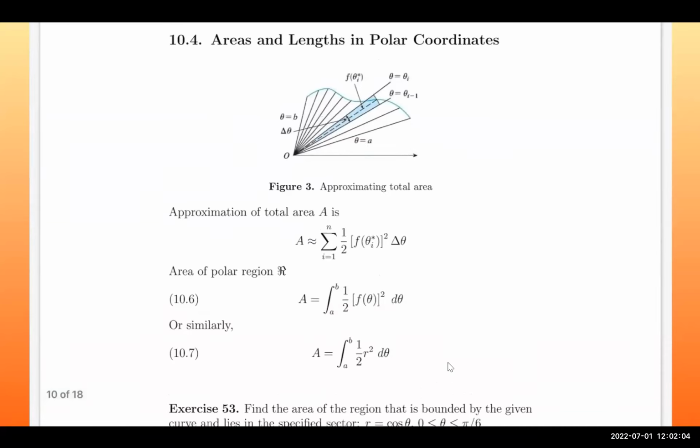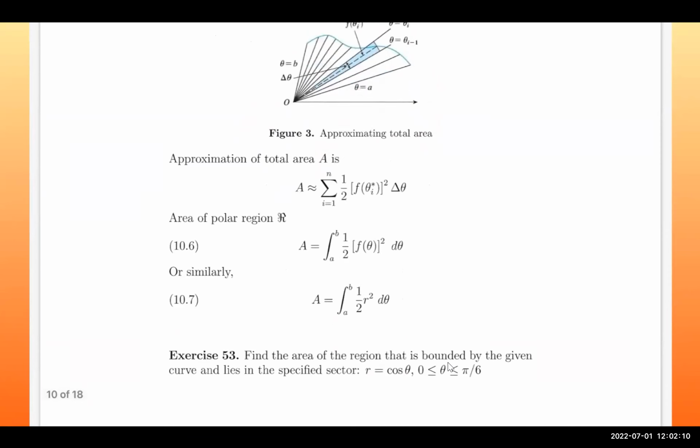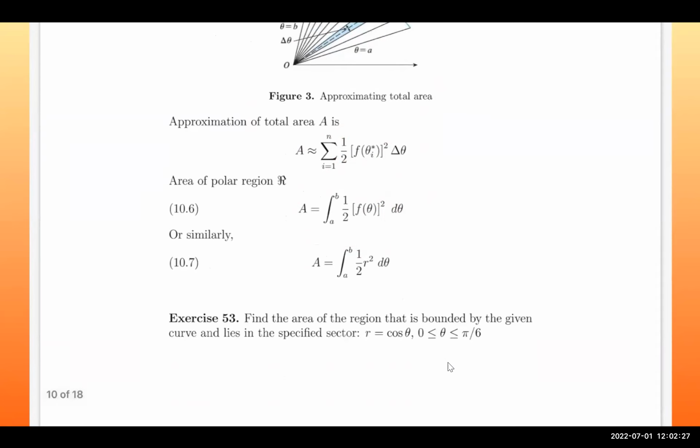This is section 10.4, areas and lengths in polar coordinates. The idea is that we're looking for the area of this region, which is a graph in polar coordinates. Here's a Riemann sum that we're looking at, and it's just a sector. This is the area of a sector, and this can be turned into an integral.